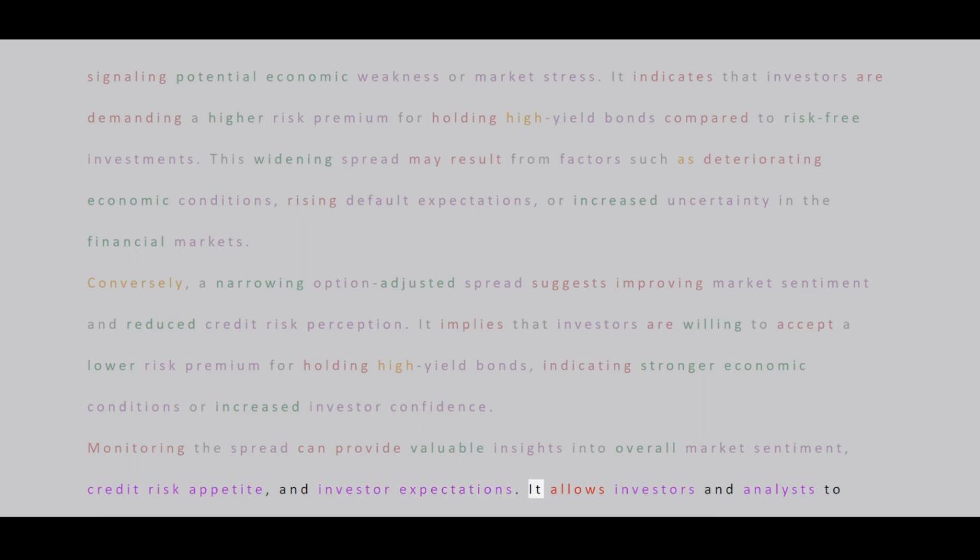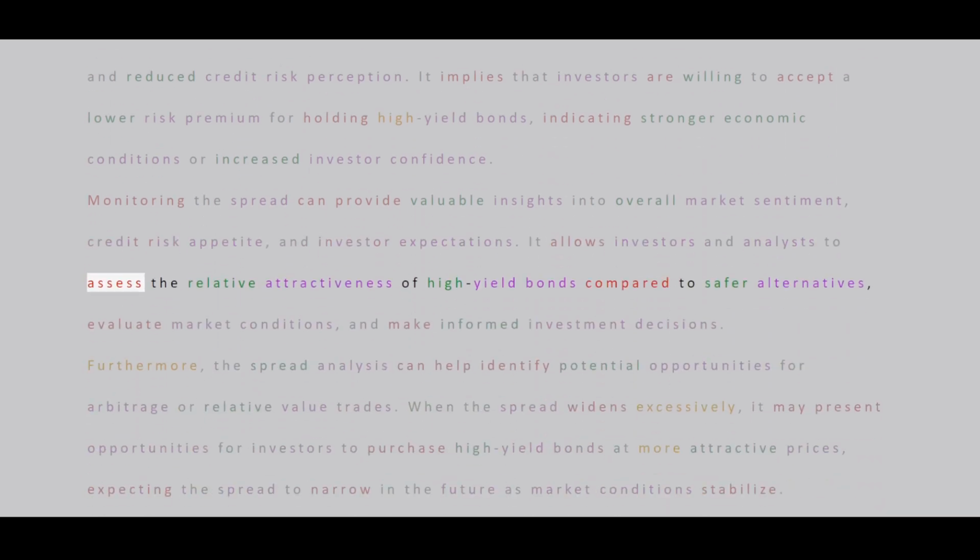expectations. It allows investors and analysts to assess the relative attractiveness of high-yield bonds compared to safer alternatives, evaluate market conditions, and make informed investment decisions. Furthermore, the spread analysis can help identify potential opportunities for arbitrage or relative value trades. When the spread widens excessively, it may present opportunities for investors to purchase high-yield bonds at more attractive prices, expecting the spread to narrow in the future as market conditions stabilize.